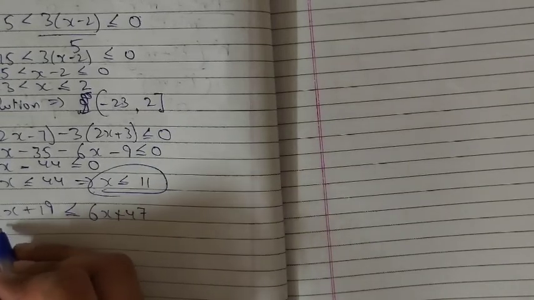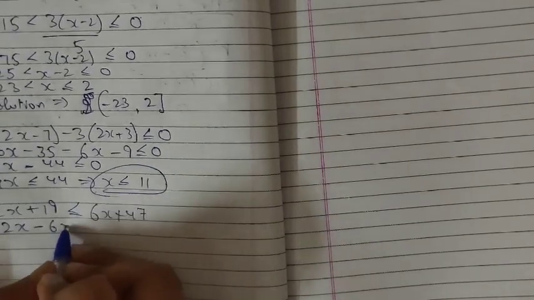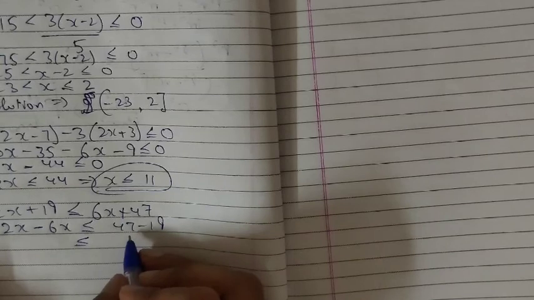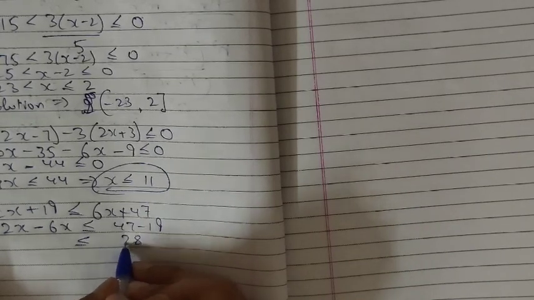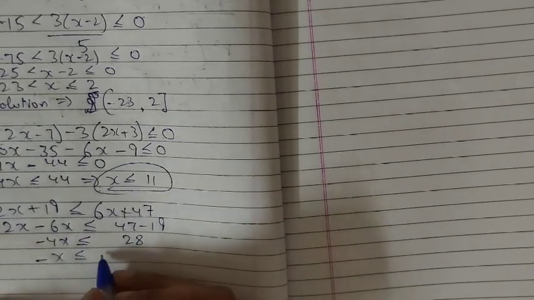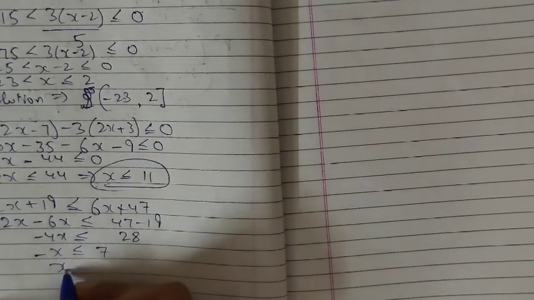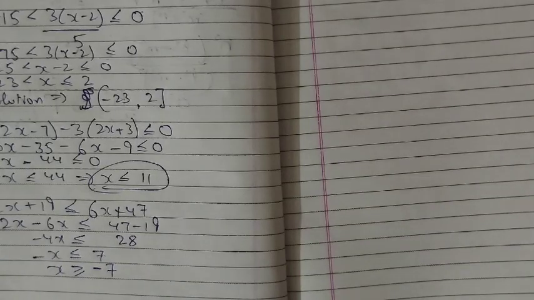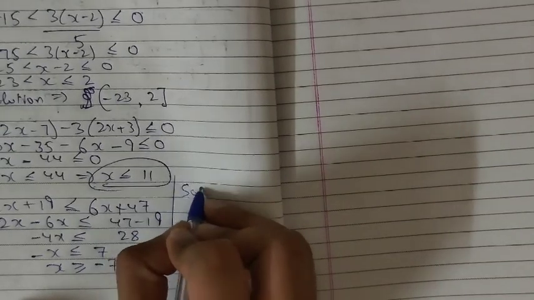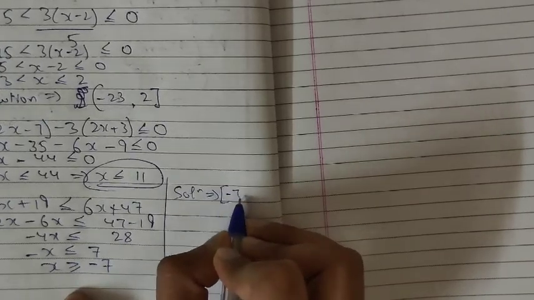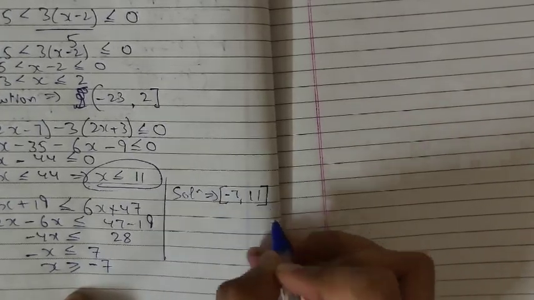So we know that 2x minus 6x is less than or equal to 47 minus 19. 47 minus 19 is 28, and 2x minus 6x is minus 4x. So minus x is less than or equal to 28 upon 4, which is 7, or we can say x is greater than or equal to minus 7. So x is greater than or equal to minus 7. The solution set for this question will be x greater than or equal to minus 7 and less than or equal to 11, both with closed brackets.